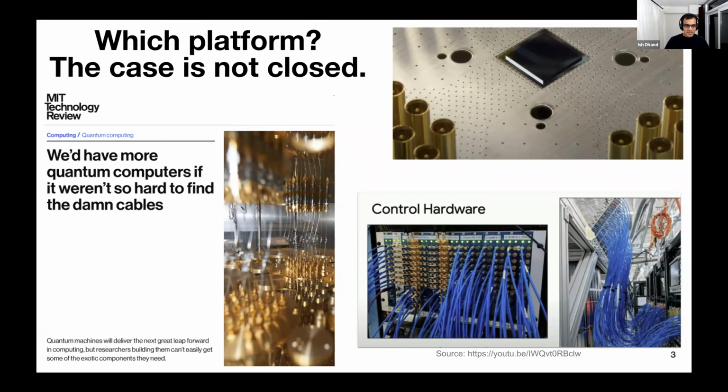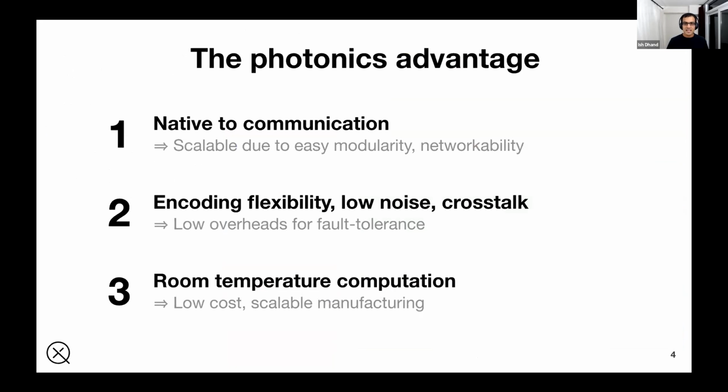Okay, so all I want to say is that the case for which platform will be the first one to get us to fault tolerance, that case is not closed. And I think here, photonics provides a very nice advantage as far as scalability is concerned. Okay, why? This is because photonics is native to communication. This basically means that if you can make one very good chip, then you can combine many such very good chips together and build a big fault-tolerant quantum computer.